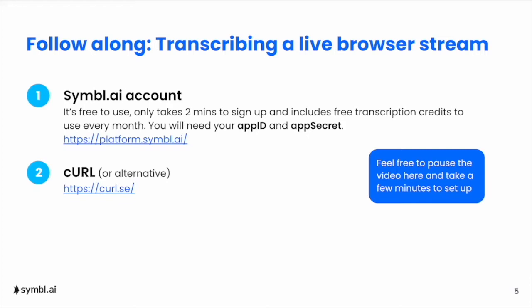And secondly, for authentication, I will be using curl to generate an access token today. It's just one HTTP request. If you have the Symbol Postman collection, you can use that as well. Anything is fine. We just need to make the one request to generate the access token. So feel free to pause the video here, take a few minutes to ensure that you have everything ready to go. And if you're ready, then let's start.